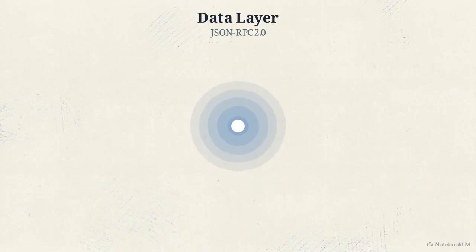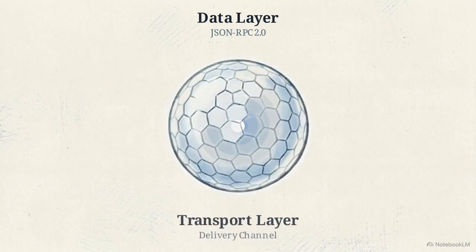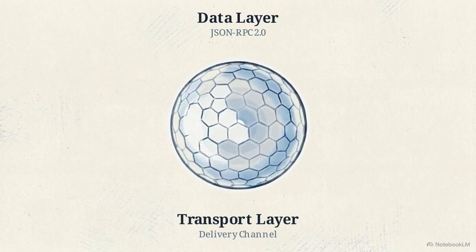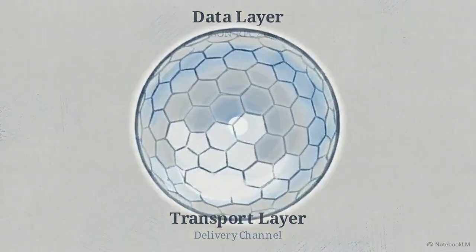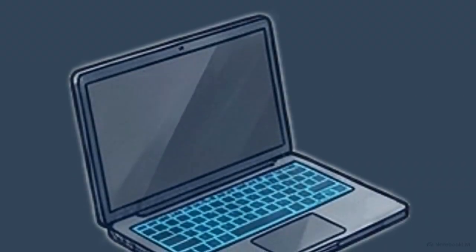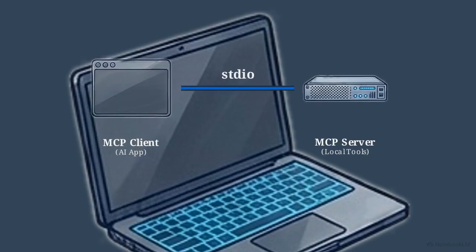The protocol functions in 2 layers, an inner data layer that defines the message content and an outer transport layer that defines the delivery channel. MCP utilizes 2 primary transport mechanisms, beginning with STDIO, standard input and output. STDIO is the default for local servers. It provides a secure, direct pipe to a single client running on the same machine.